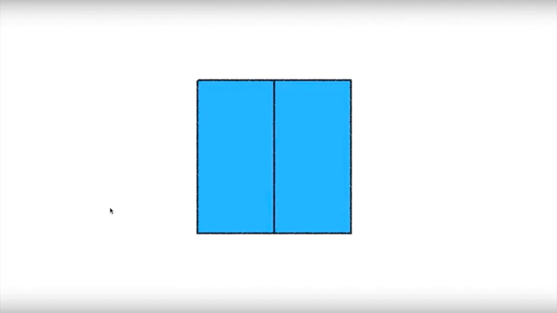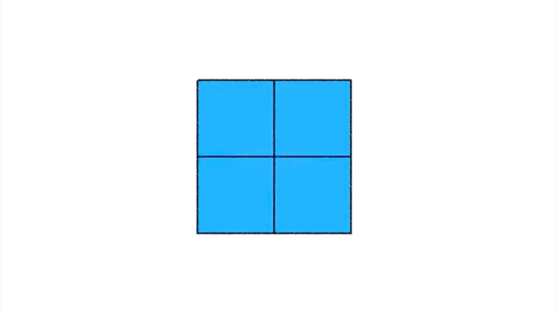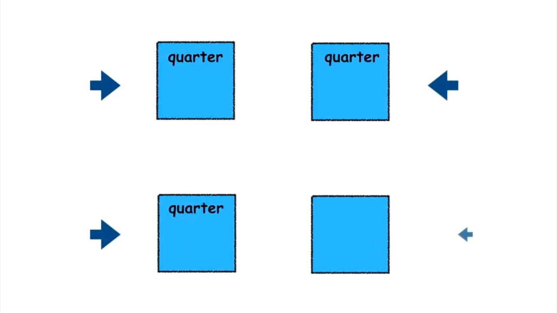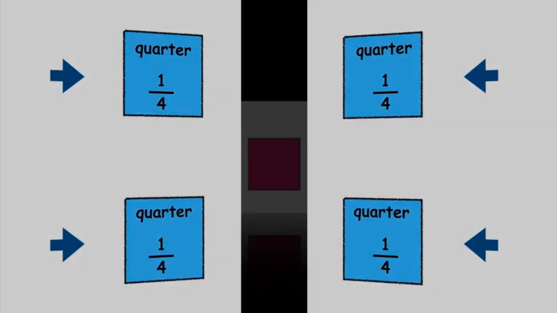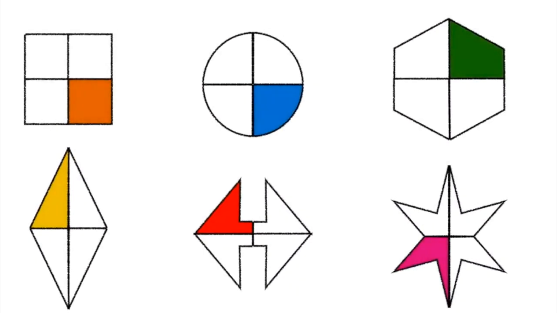Here is another square. If I cut my square into four equal pieces, I would have fourths or quarters. A quarter is one of four equal parts. Is this square cut into fourths? No, these are not fourths because they are not all equal in size. The square has been cut into four pieces, but to be fourths, they all need to be the same size.